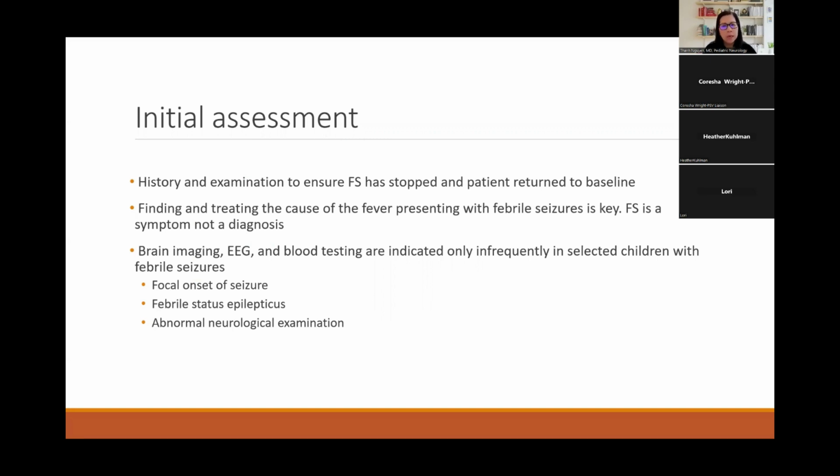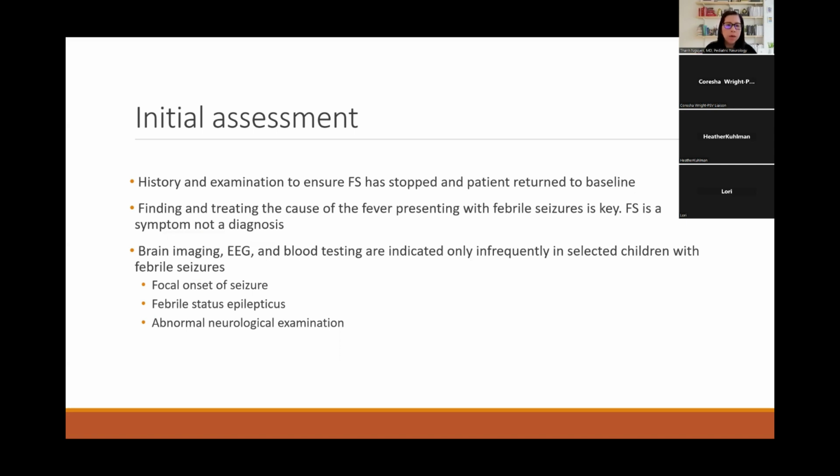And finding and treating the cause of the fever with the febrile illness is really important, because febrile seizure is actually a symptom of many diagnoses. It's not the diagnosis itself. So looking for the cause of the fever is really important. And we always want to make sure that the patients who present with complex febrile seizure or febrile status, that there's no concerns for a serious infection like a CNS infection.